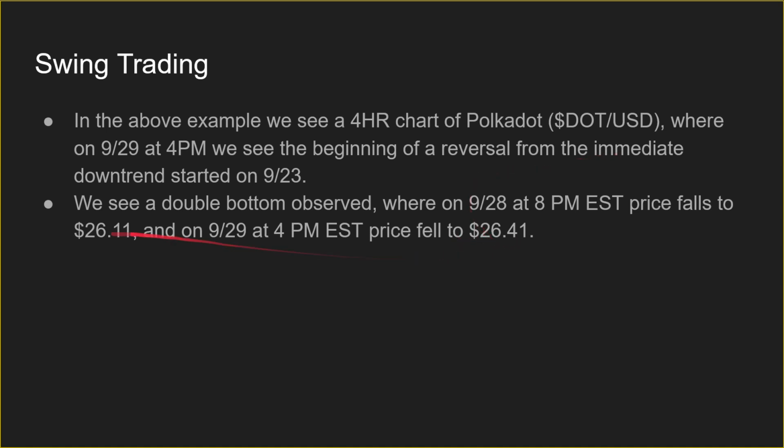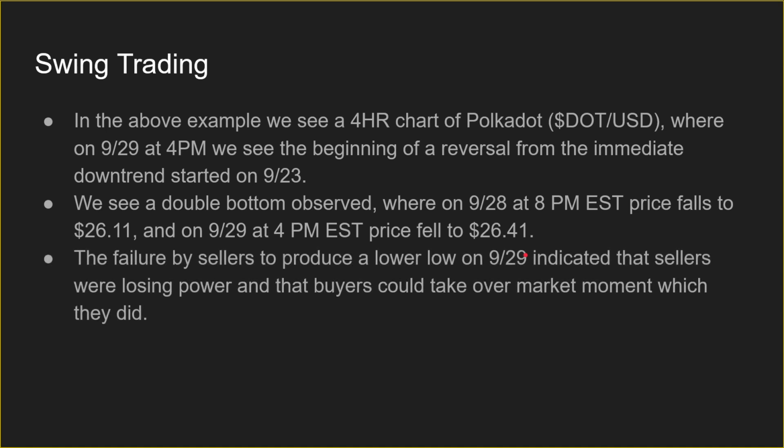which is a higher low than the one observed before, is an indication that the previous downtrend may be starting to weaken. We failed to produce a consecutive lower low, and generally we could interpret it as a double bottom. We could also interpret it as a higher low, even if it is only 30 cents higher. Now, the failure by sellers to produce a lower low on 9/29 indicated that sellers were losing power and that buyers could take over the market momentum, which they did.